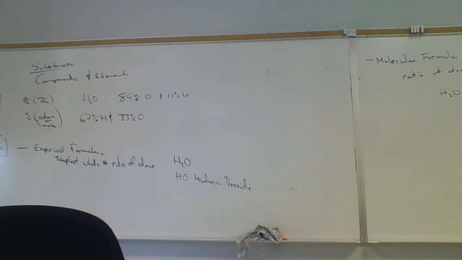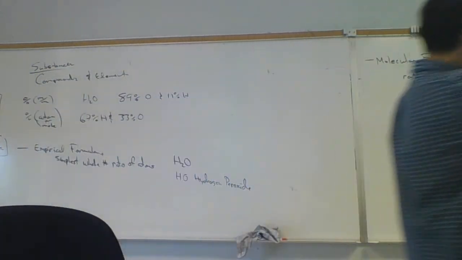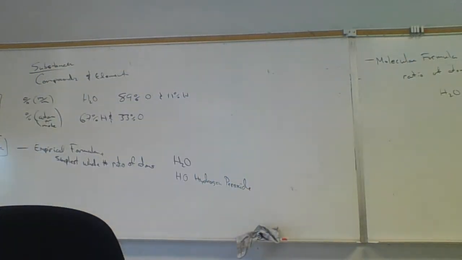Let's take a look at a molecule of hydrogen peroxide. And this would be a molecule of hydrogen peroxide here. A molecule of hydrogen peroxide consists of 2 hydrogens and 2 oxygens, all bonded or linked together. So the molecular formula here would be H2O2, hydrogen peroxide. And so sometimes the empirical and the molecular are the same.